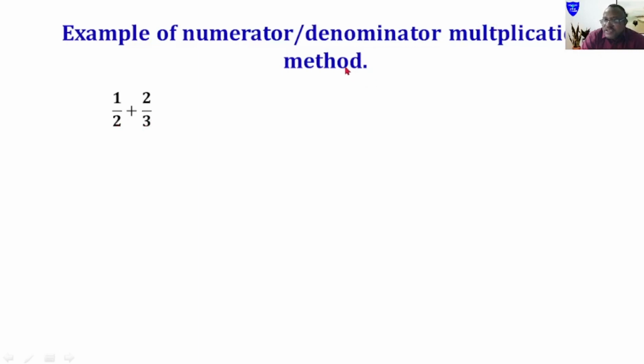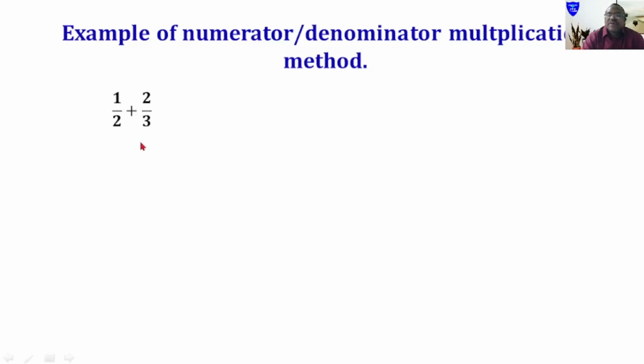As the method says, the multiplication method is what I'm going to use here. So think of a number that when you times this denominator and times that denominator, think of 2 numbers that you can use. You can times this one by that number, times both the numerator and denominator by that number, and you end up having the same denominators. Right. Now, this is very simple.